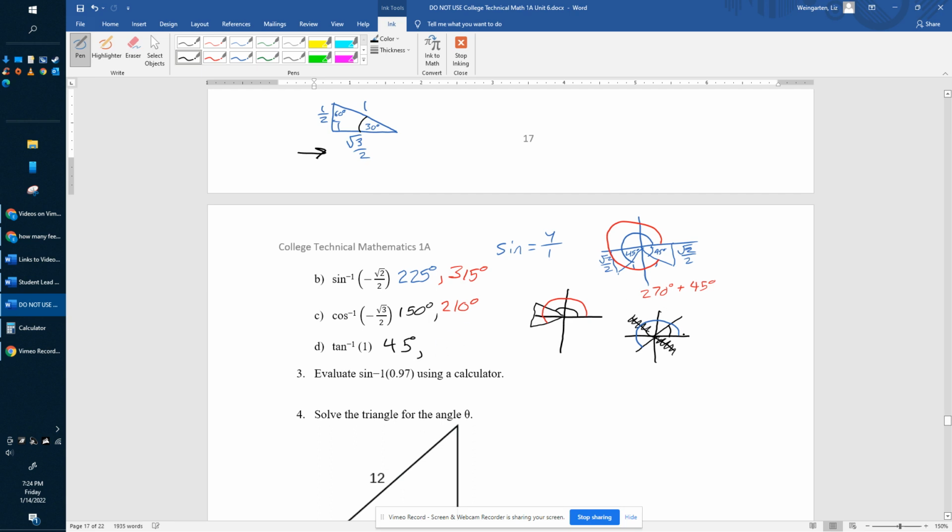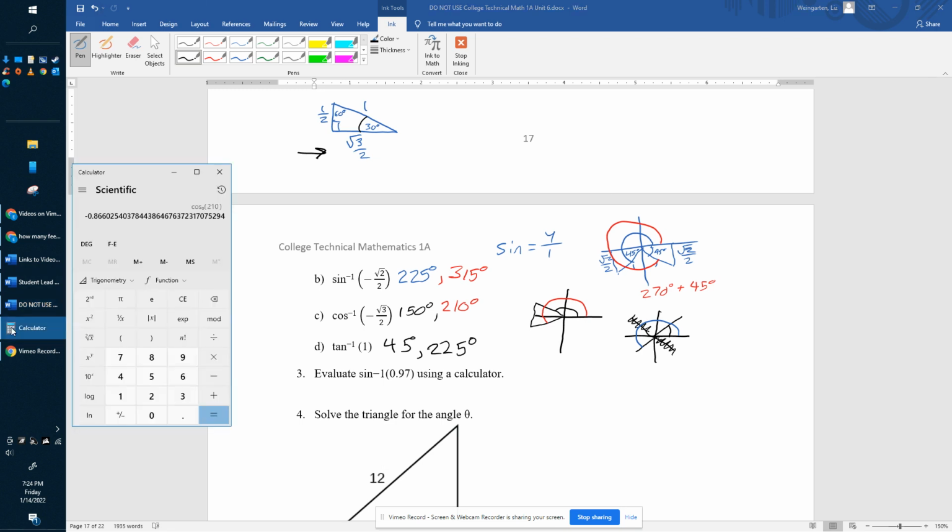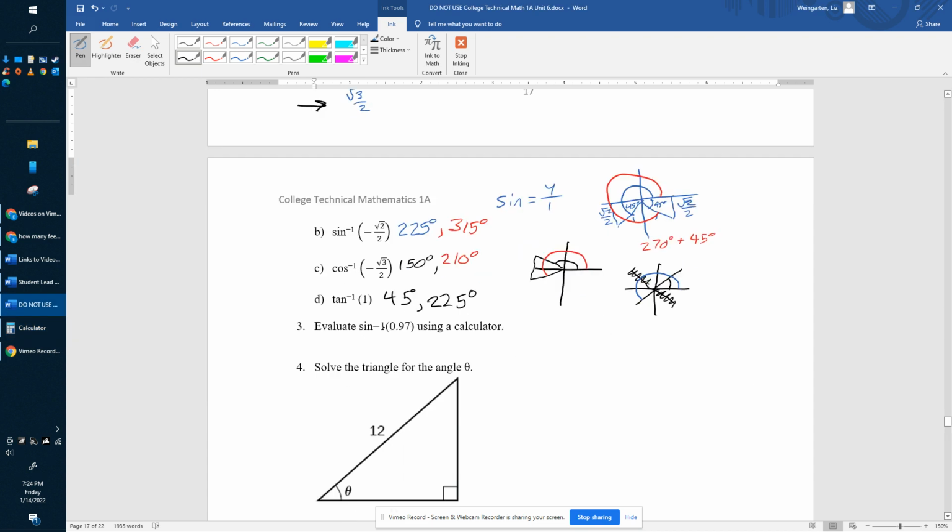How about the other angle? So we have 180 plus 45 is going to be 225 degrees. Let's see if that matches what our calculator says. Oh, I gotta clear this out. 45 tangent is 1. 225 tangent is 1. So that is correct.